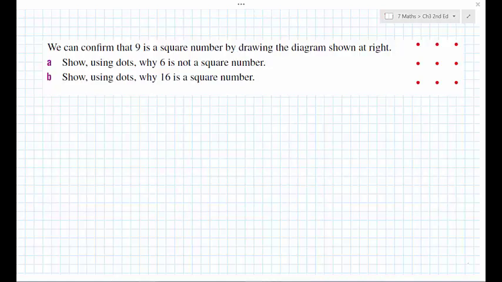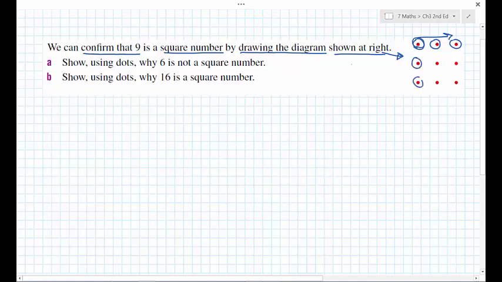Okay, so this question says we can confirm that 9 is a square number by drawing a diagram, shown to the right here. Now in terms of square numbers, we know that if we have 3 dots across and 1, 2, 3 dots down this way, we can see that it forms a square.